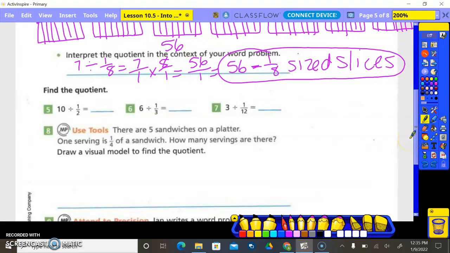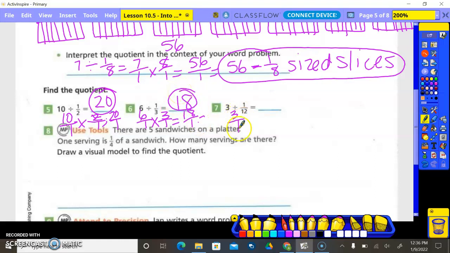So find the quotient. So these, we are not drawing a model. We are just going to simply write 10/1 times the reciprocal of 2/1, which equals 20/1, which equals 20. 6/1 times the reciprocal of 1/3 is 3/1, which equals 18/1, which equals 18. 3/1 times the reciprocal of 1/12 is 12/1, which equals 36/1, which then gets us 36 is our answer.